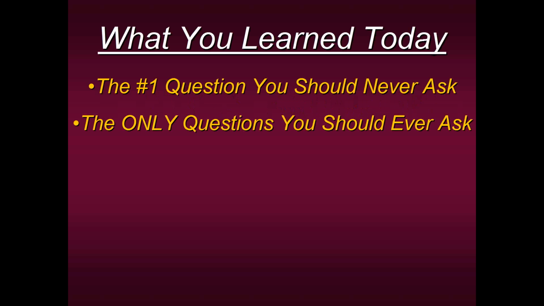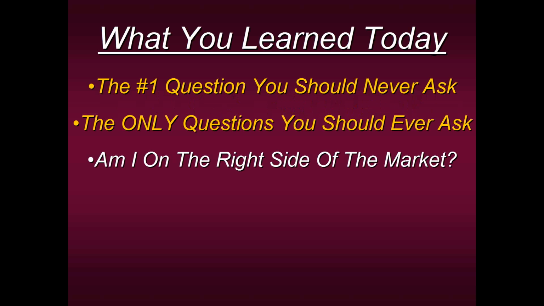So the only questions you should ever ask are the 4 questions we taught you today. Am I on the right side of the market? How do you know if you're on the right side of the market? You simply apply the 50-period moving average. If you have a buy signal, you should be above that 50-period moving average. You should never buy below the 50. And if you have a sell signal, you should be below the 50. You should never be selling above.